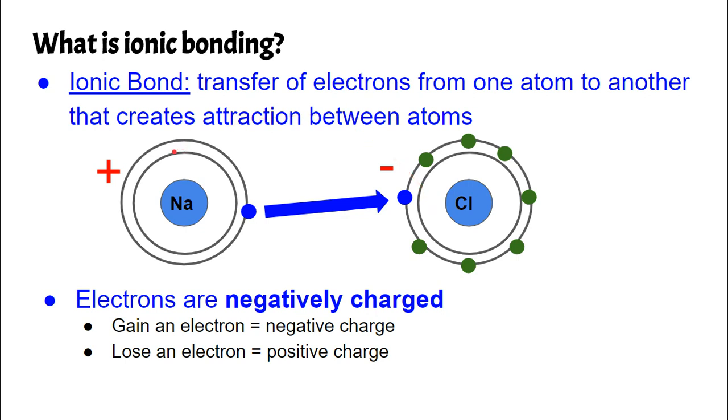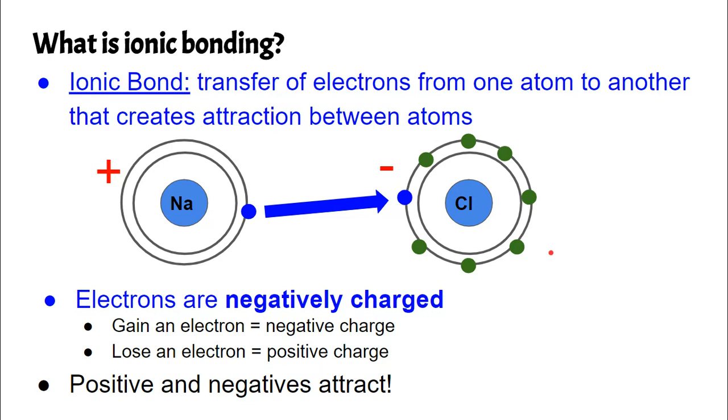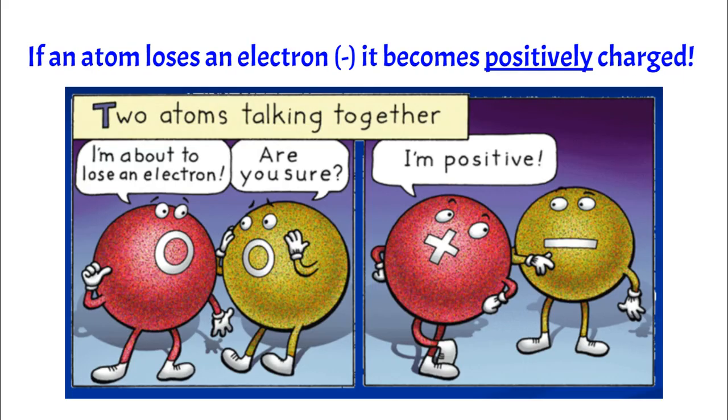So now sodium is overall positive, chlorine is overall negative, and those two atoms are going to be attracted to each other because positives and negatives attract, right? Opposites attract. And so that is what forms the bond between these two atoms. Fun little comic for you guys to just reiterate something that's important to remember. If an atom loses an electron, it's going to be positively charged, and vice versa. If it gains electrons, it will be negatively charged.